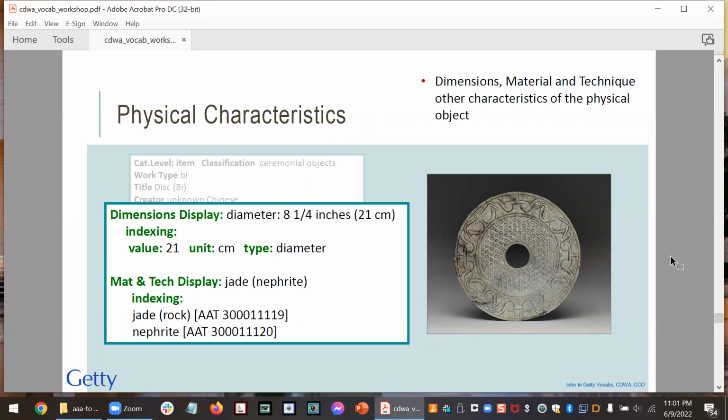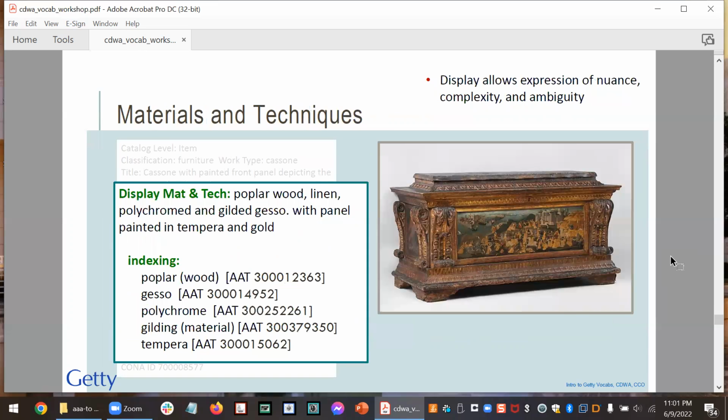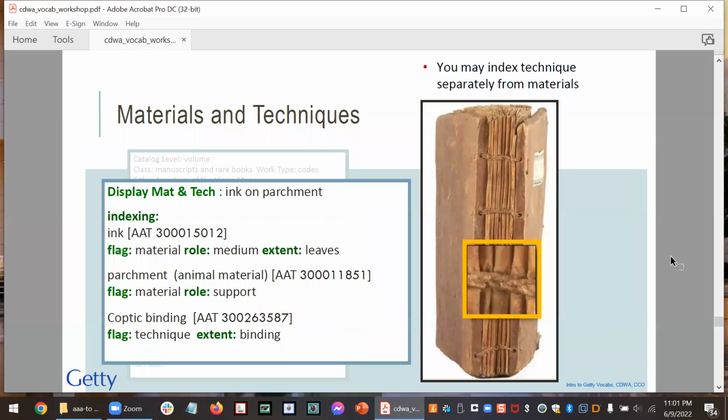And then for the material and techniques display, it's called jade and nephrite for the display, and then we index both of those terms. Jade is a broader term that refers not just to nephrite, but to other stones as well. So that's why both are indexed. The display can be quite long with a number of techniques or materials listed, and then you can index those with the AAT.